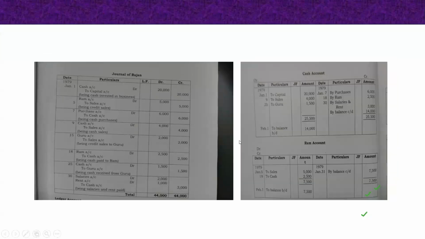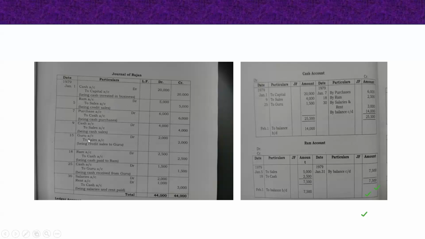So let's see the second example. You have the capital account, the first entry, and then we are going to the cash entry. So we are making the cash column. All the cash entries would be listed in the cash column. On January 1st, that is the cash transaction, cash capital being invested. Then on 5th, it is a credit sale. On 7th, again cash is involved, as the company has purchased something.